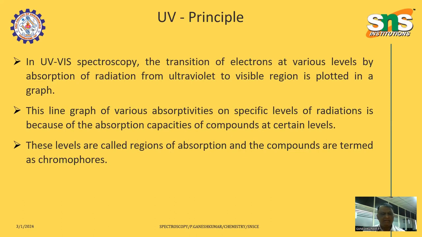Some compounds absorb at some wavelengths. So the wavelengths are very specific for certain compounds. This is because of the absorption capacities of the compounds. Compound A can absorb at the 230 nanometer wavelength, or compound B can absorb at the 440 nanometer wavelength, which means that both are different. If both are the same compound, then the lambda value will be the same. So the absorptivity purely depends upon the absorption capacity of a compound.